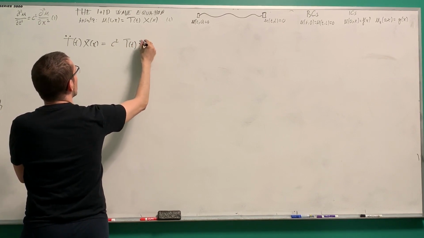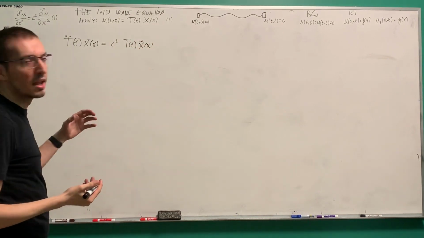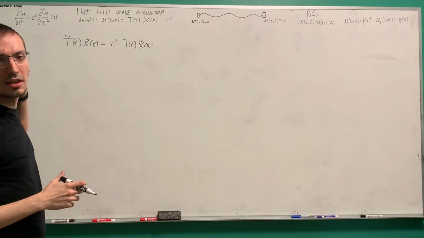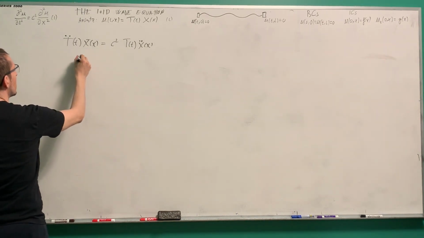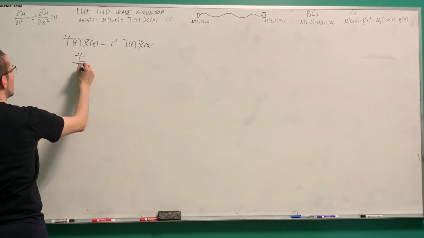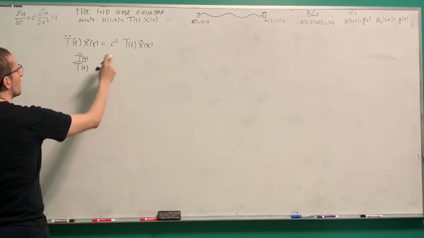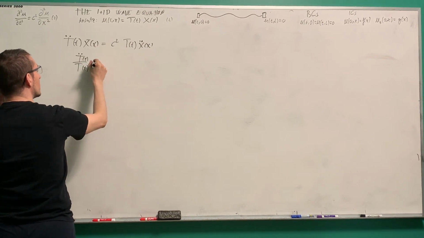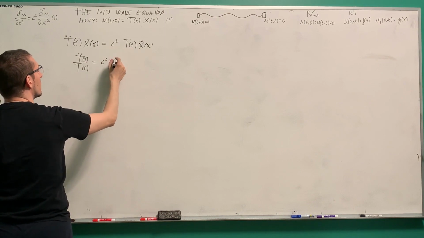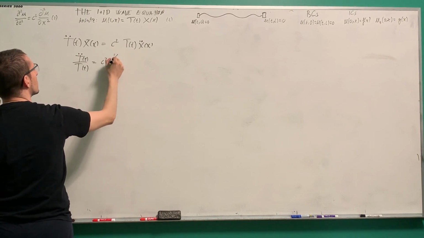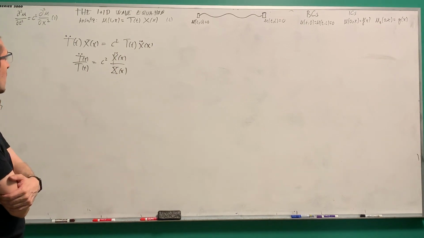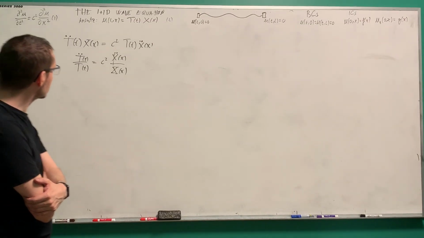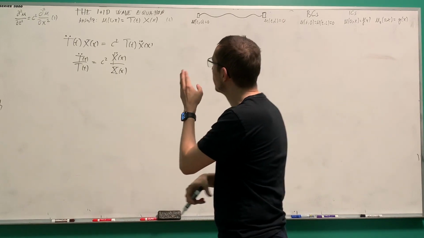times X double dot of x. Now you remember the next step was to write everything that is only a function of t on one side of the equation and everything that's a function of x on the other side. So we write T double dot divided by T, putting this here and this here, equal to c squared X double dot of x divided by X. All right, wonderful. So what we do now is same as before.